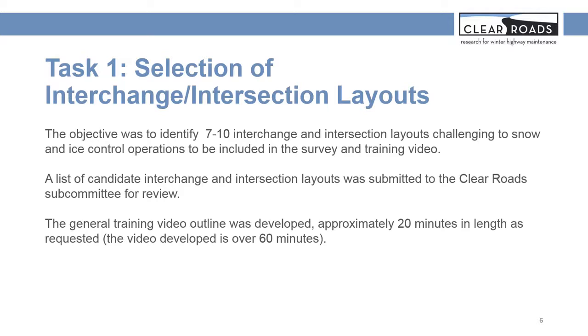There are 4 tasks in this project. The first task is the selection of interchange and intersection layouts. We all know there are so many of them out there, and we cannot handle all of them in one project. So the objective is to identify 7 to 10 configurations to focus on in this project. The team submitted a list of candidates to the Clear Roads Committee, and we finally selected 10 configurations, as shown in the next slide.